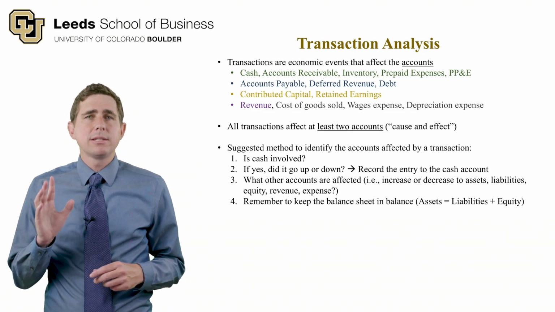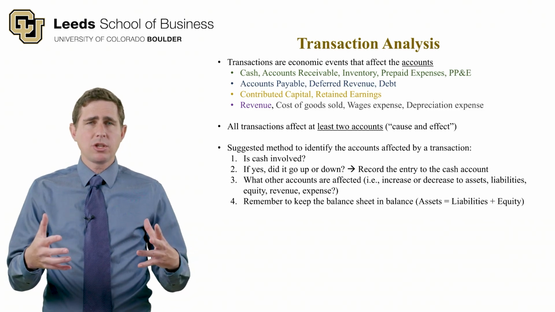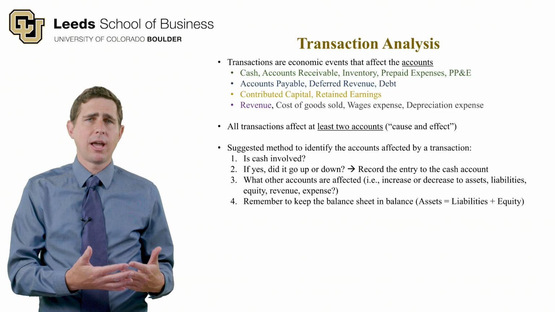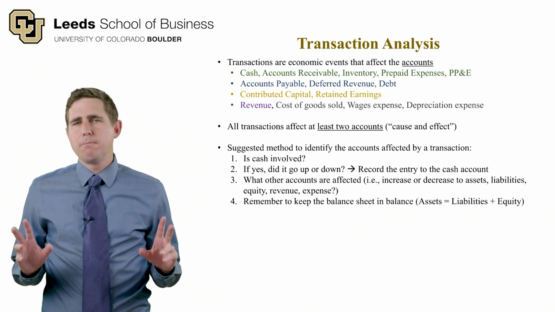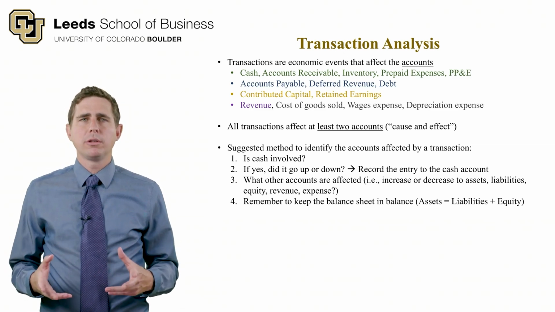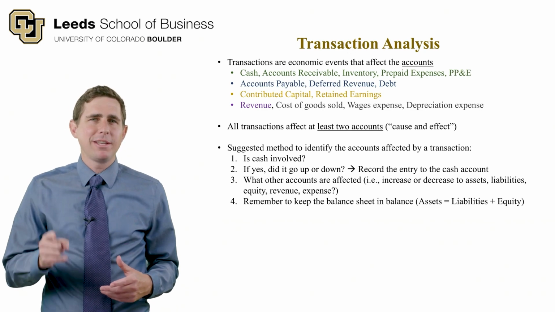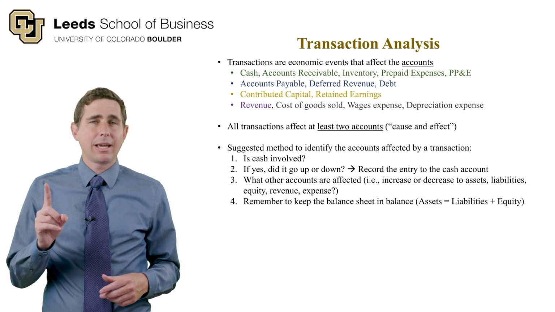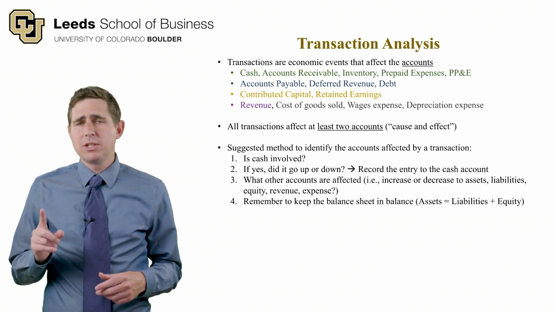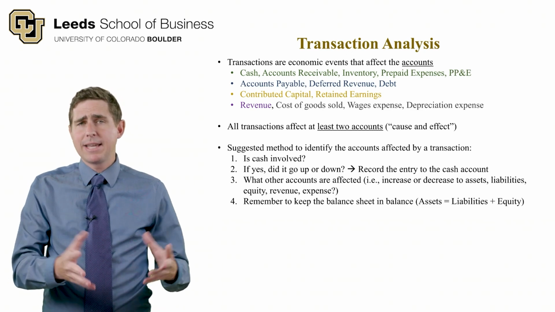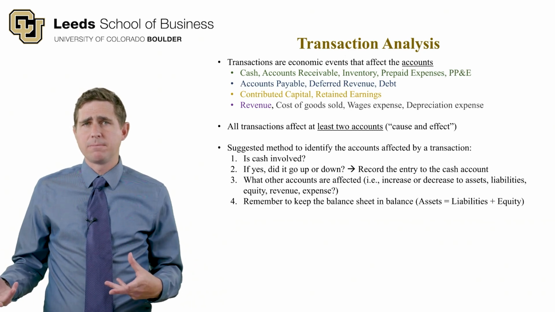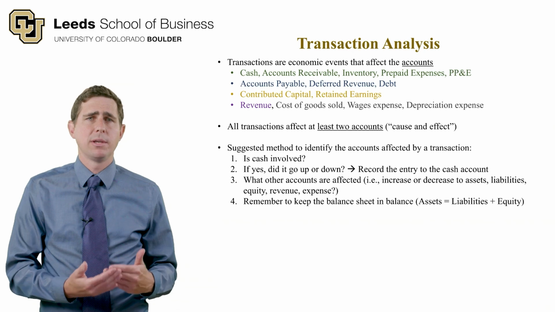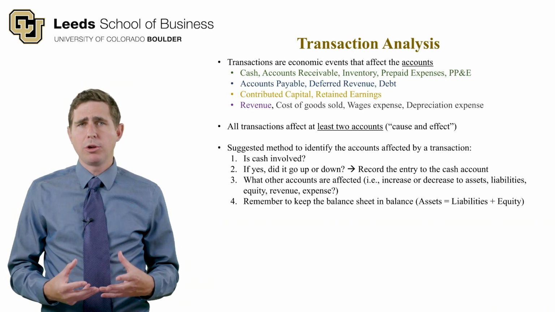Sometimes you can get a little lost in space when you're confronted with a transaction and you don't exactly know which accounts or how this transaction will affect the accounts. This is just a suggested method that you might go through when you're confronted with a transaction. The easiest place to start is ask yourself, is cash involved in this transaction? And if it is, you're lucky because it becomes a lot easier. You just need to ask yourself, if cash is involved, is cash coming into the business or going out of the business? And then you know how to adjust the cash account of your business. So if cash is involved, it becomes pretty easy.